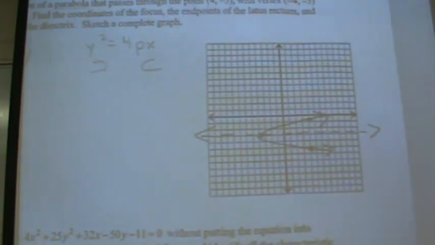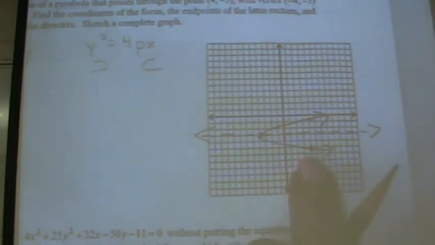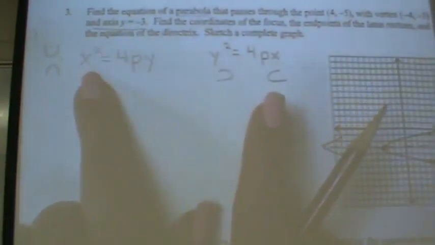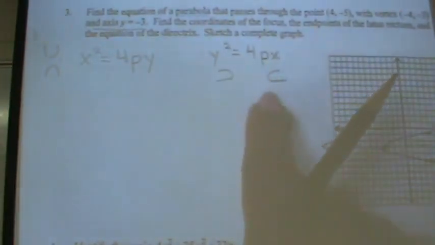So if we're going to write all that we need to know on this parabola, I want to know the directrix, I want to know the focus, I want to know the latus rectum endpoints, I want to know everything. I want to know the equation. So starting with this picture, which equation am I going to attack? This one or this one? That one. If it were up and down, I would do the x squared, but it's not.